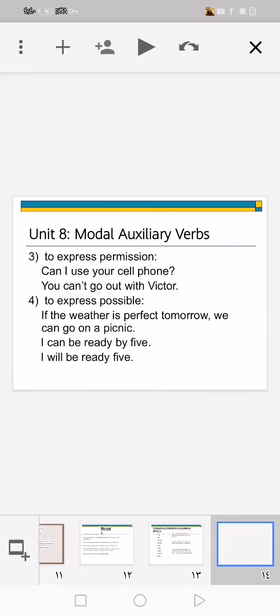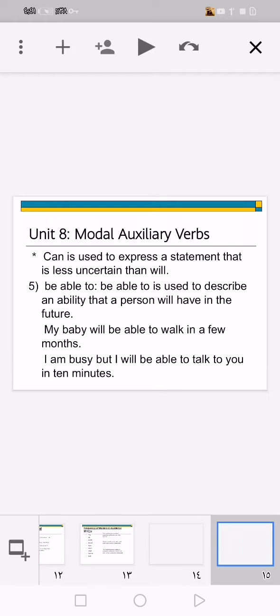Modal auxiliary verb to express permission. Permission is also considered a polite request. Can I use your cell phone? You can't go out with Victor. To express possibility: if the weather is perfect tomorrow, we can go on a picnic. I can be ready by 5. Also, can is used to express a statement that is less certain than will. We can use can instead of will to express a statement that is less certain.